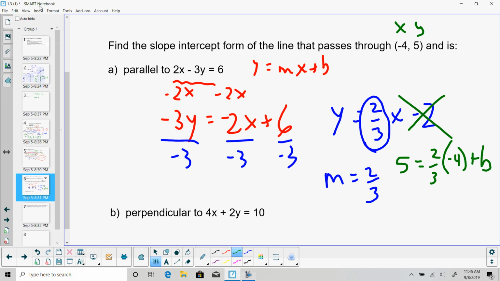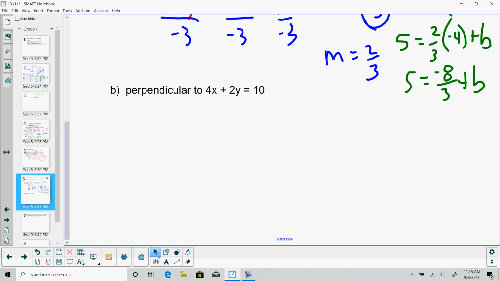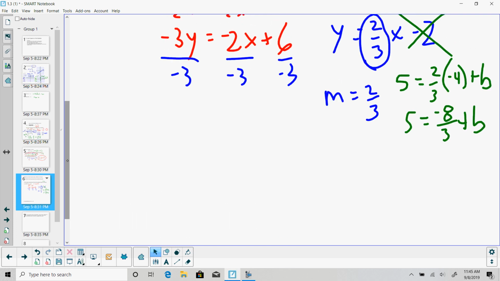All right, so here we are going to have to multiply 2/3 times -4. So it looks like 5 equals -8/3 plus b. And then, let's see, I'm just going to keep sliding this other problem down a little bit further. And so in this case, we do need to get b by itself. So we're going to add 8/3 to both sides.